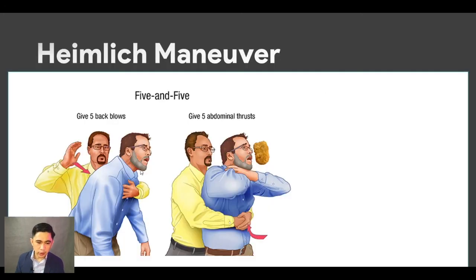So, back to the story. Fortunately, you know how to do the Heimlich maneuver. You give 5 back blows and also 5 abdominal thrusts, and the patient was able to spit out the foreign body and able to breathe. So you don't need to do the emergency tracheostomy. So you are able to sleep good.